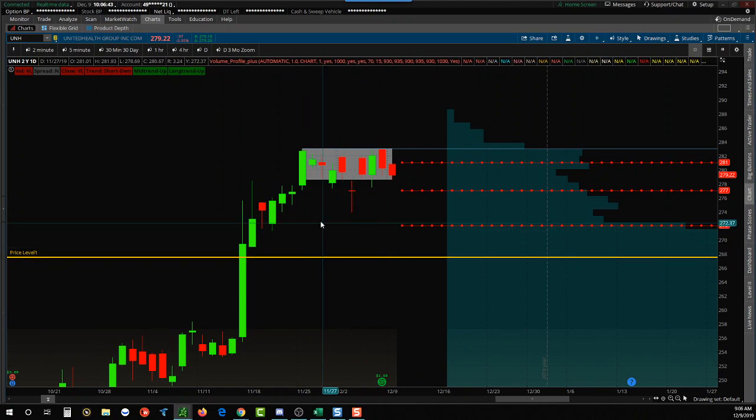So if you don't yet have a trade in UNH, the trade setup is formed. You could wait for the break and take a trade. Me, I don't like to wait for the trade to be confirmed. I would rather pick a direction, trade it, and be right or not.